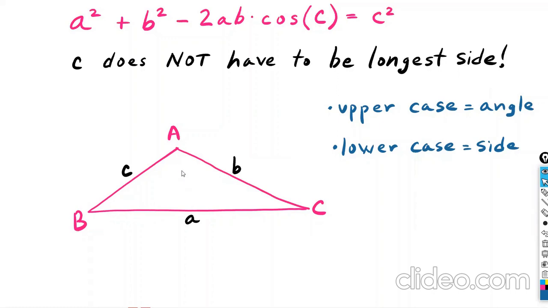Unlike the Pythagorean theorem, c does not have to be the longest side. And just like the law of cosines, the uppercase letters represent angle measurements and the lowercase letters represent side lengths. Now, when you have your triangle ABC, you want to remember that the lowercase letter is always across from the respective angle.